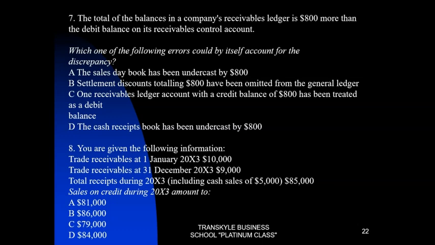The sales daybook has been undercast by $800. Yes, if the sales daybook has been undercast, obviously there's going to be some error in the general ledger. Obviously, it might explain this. But let us see others. Settlement discounts totaling 800 have been omitted from the general ledger.